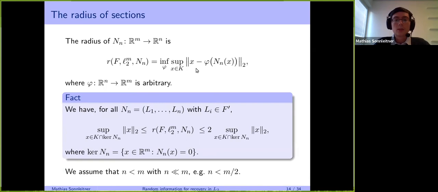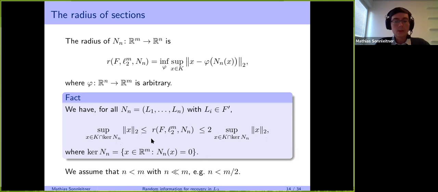Now we have the following important relation between the radius of information of such an information map N and the radius of this convex set intersected with the kernel of N, which is this quantity here. And here the kernel is just the null space. And here we have a constant of 2, which is quite a good bound, though it can be improved in general.